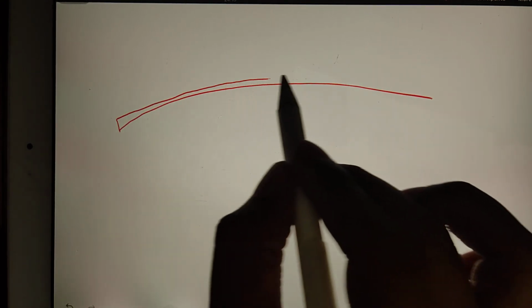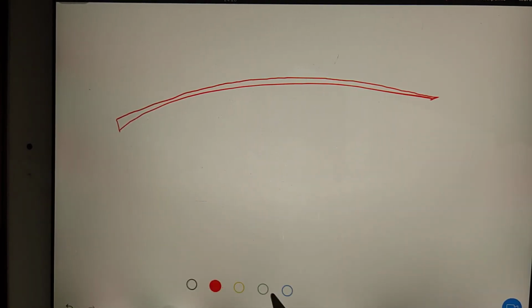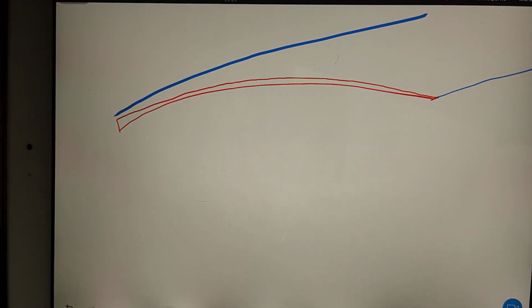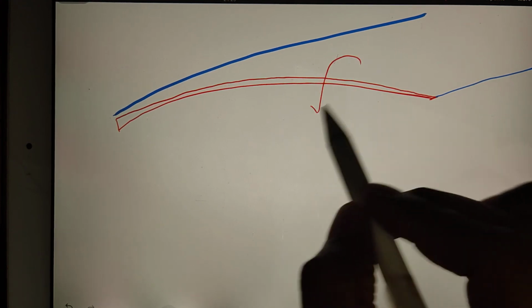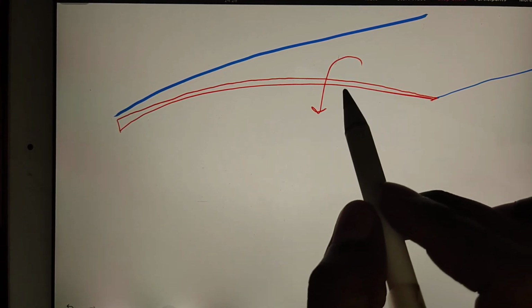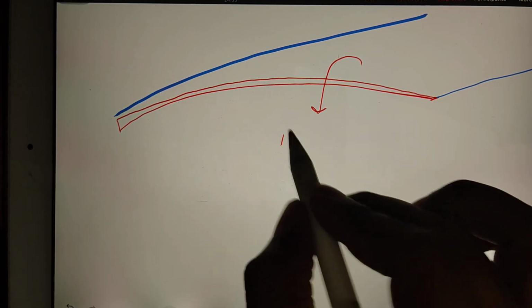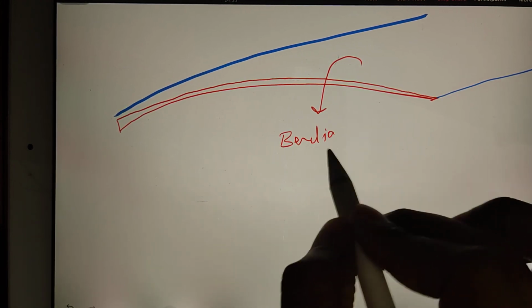So you will be having a very thin plate. Imagine this is a very thin plate. When we have to analyze this plate, for what purpose are we going to analyze it? That should be very clear. We are going to judge this for bending purpose.